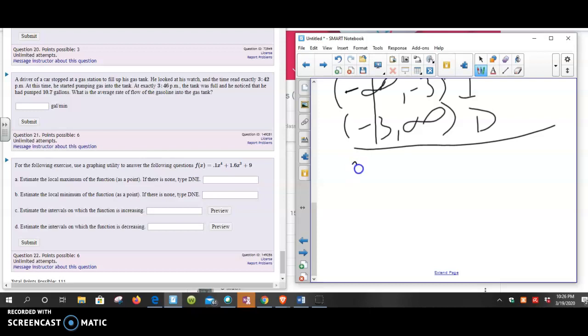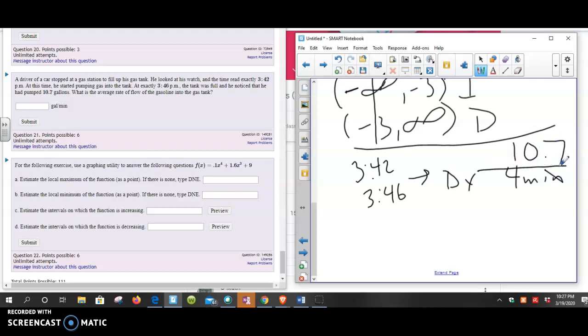So 3:42 to 3:46, that's a change in x. That's 4 minutes. So that's our denominator, and our numerator is how many gallons of gas. They told us that's 10.7. So the driver pumps 10.7 gallons in 4 minutes, and that's all we could simplify it to. I think they want gallons per minute, so they do want us to divide that out. So we have to divide 10.7 by 4 to find out how many gallons per minute, because they say per minute over here.